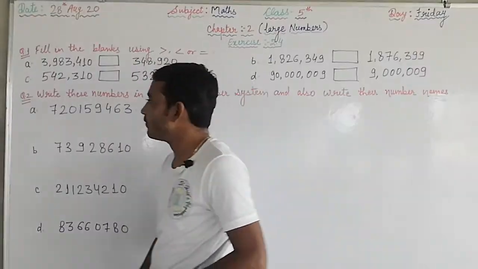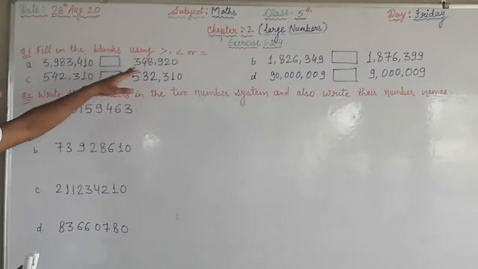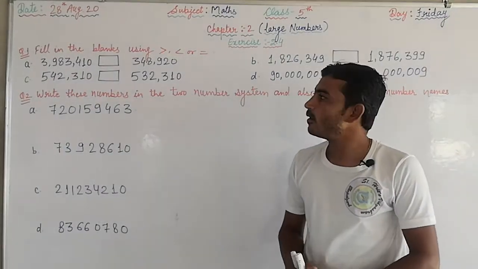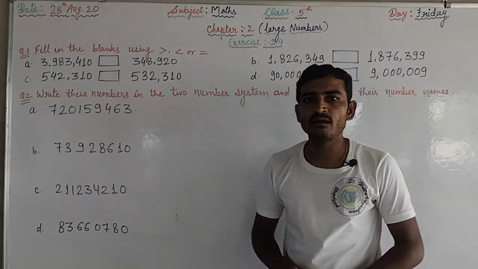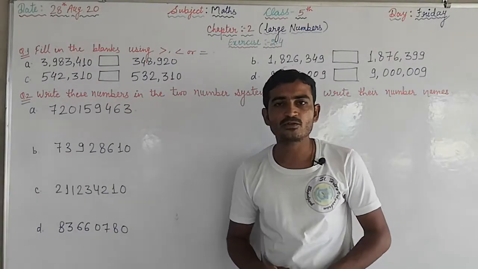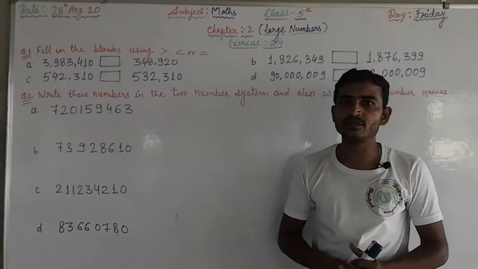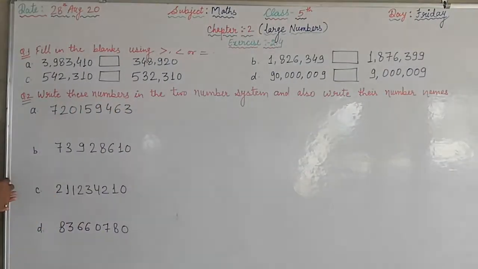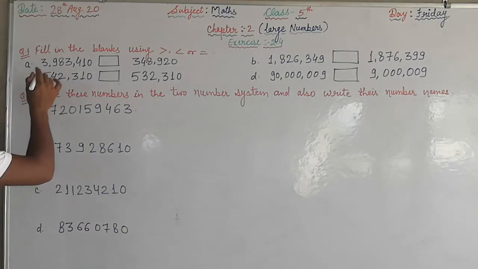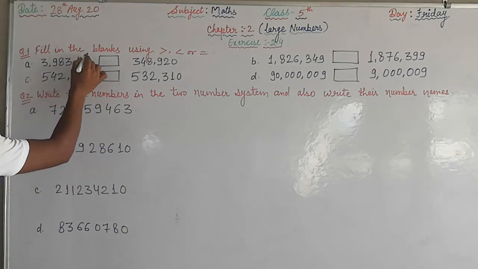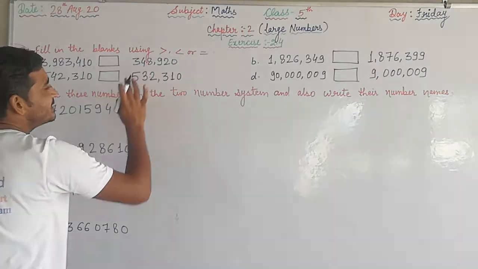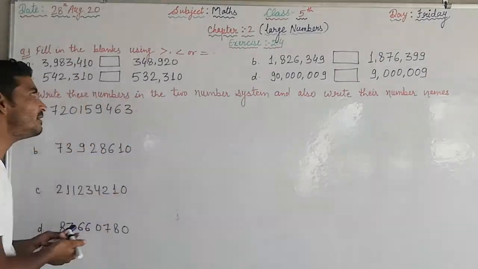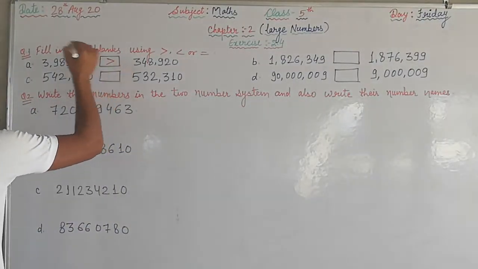See beta, question number first: fill in the blanks using greater than, less than or equals to symbol. So what you have to do, you have to first compare the numbers. First comparison is based on the number of digits. So first you count the digits. See, in the first number how many digits are there? 1 2 3 4 5 6 7 digits are there, and in the next number 6 digits are there. Which one is greater, 7 digit number or 6 digit number? 7 digit number is greater, so use this symbol.